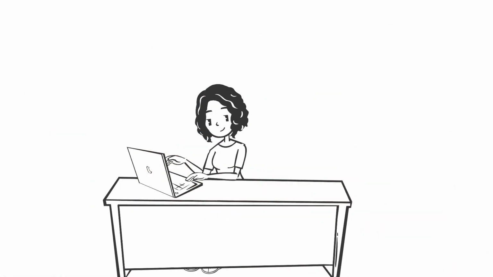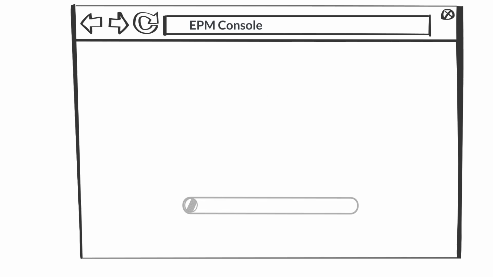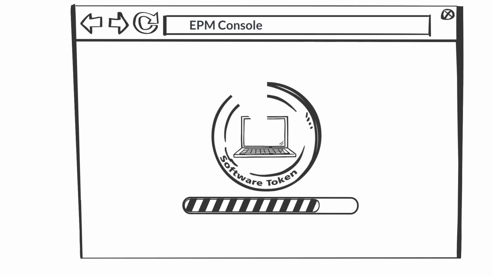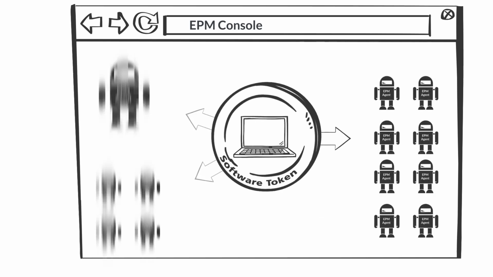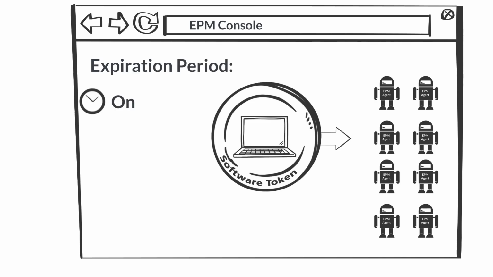Understanding their importance, let's delve into their operation. An EPM administrator can create a token via the EPM console tailored for an individual agent, a cluster of agents, or the entire fleet, and set an expiration period ranging from 1 hour to indefinite. Let's explore some practical use cases.